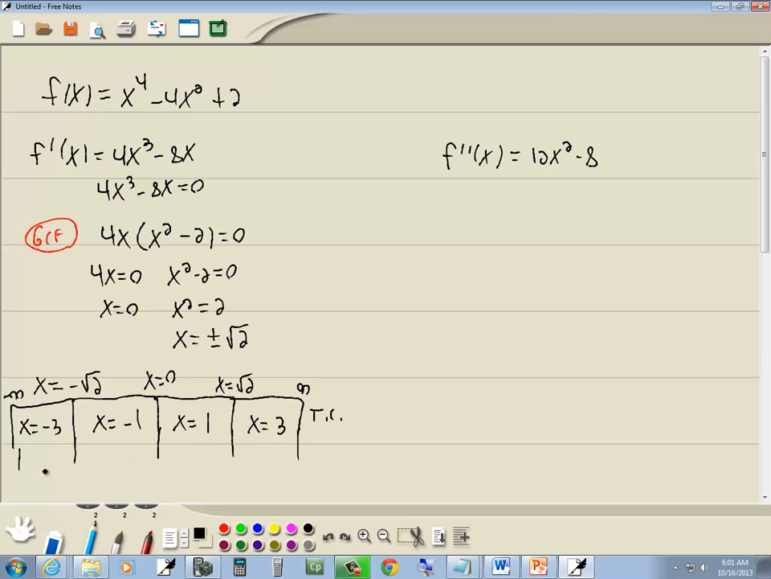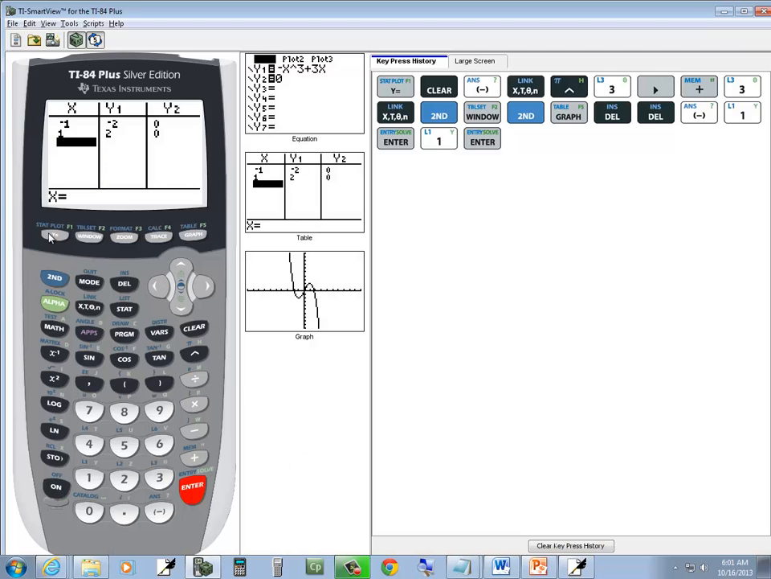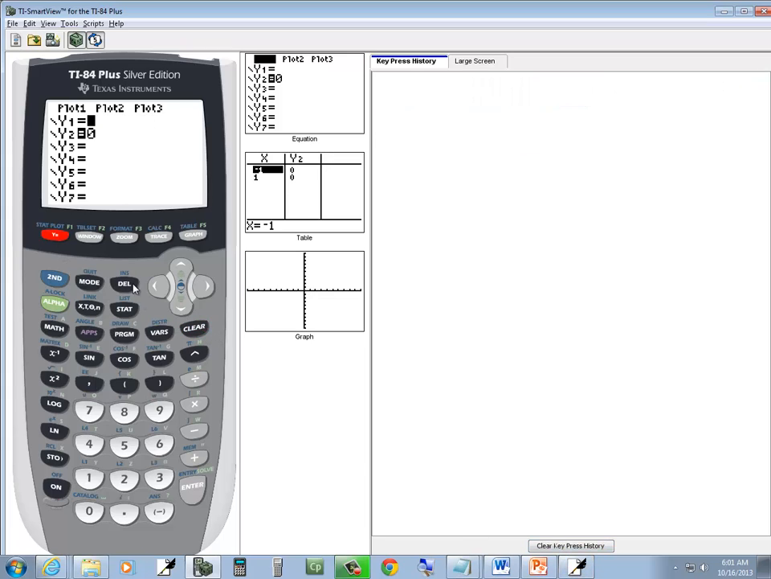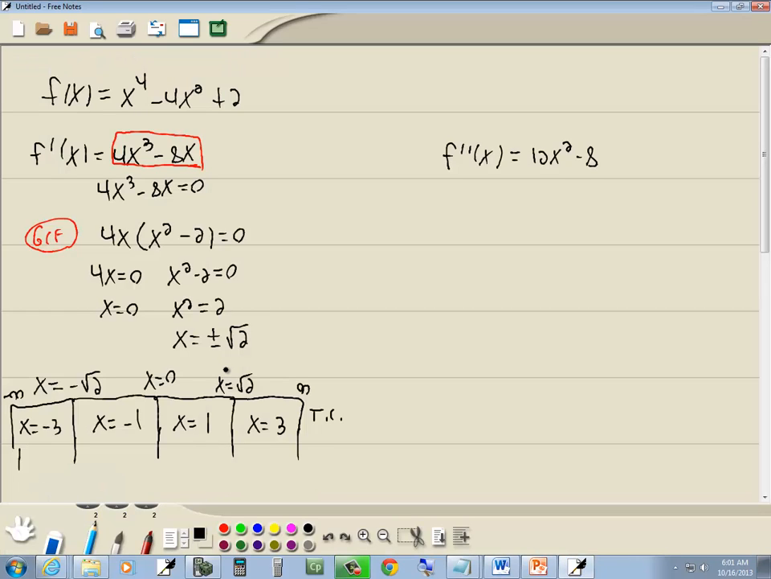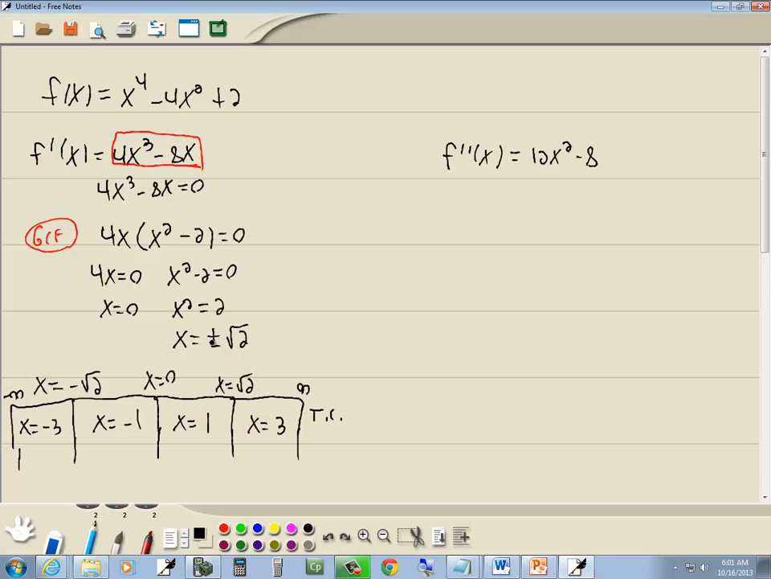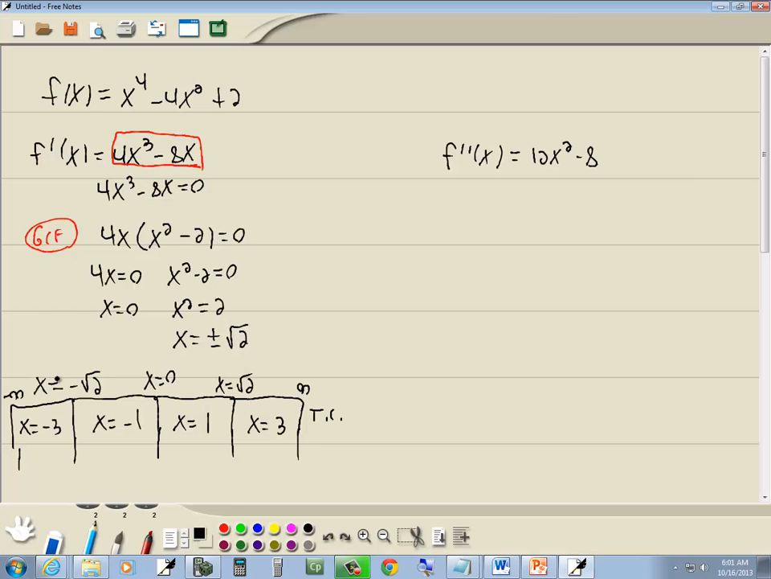Now we will plug those into our first derivative. Our first derivative is right here. I'm not sure if I really want to think that hard this morning, so let me just use my calculator. First thing I'm going to do is go to y equals, clear, and put my function on y1. So we have x to the fourth, so I'll do x caret 4. Press your right arrow key if you have the newer TI-84s to get out of exponent mode. Minus 4x squared plus 2.